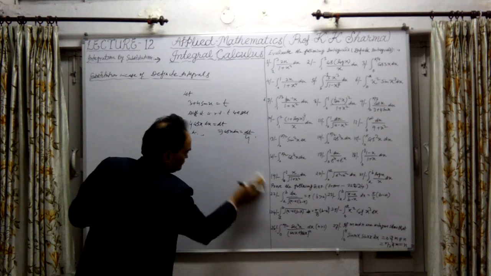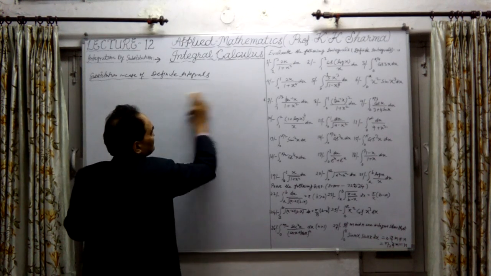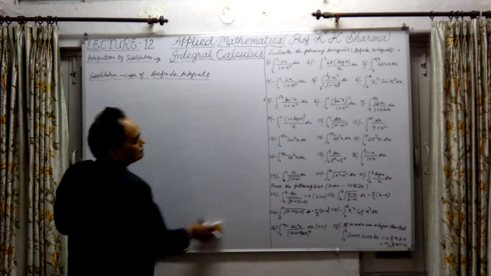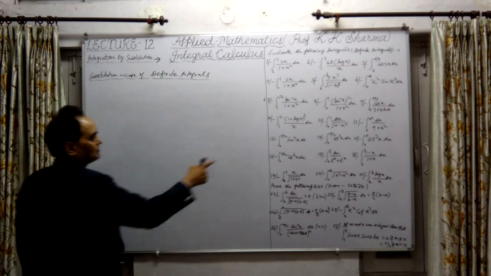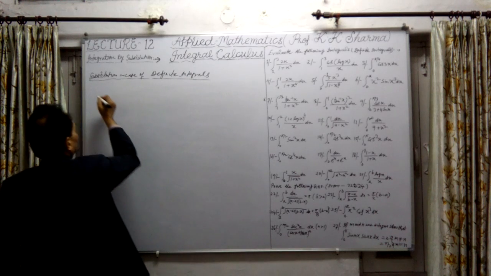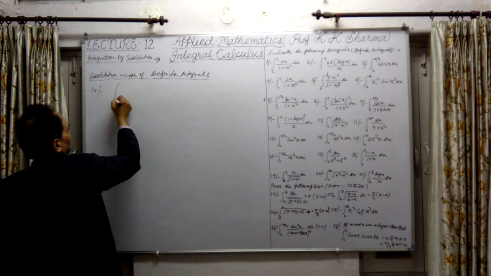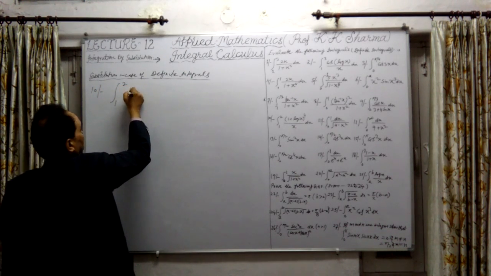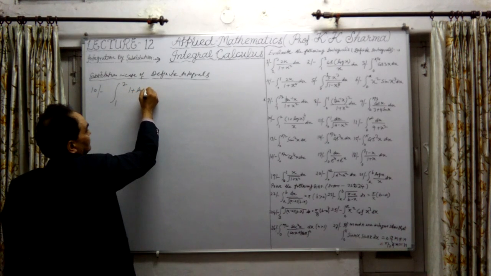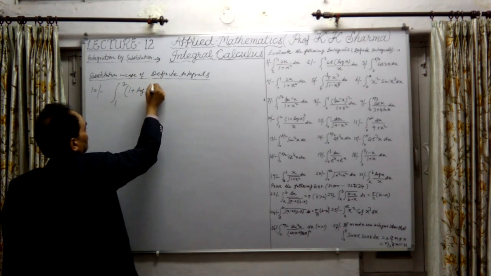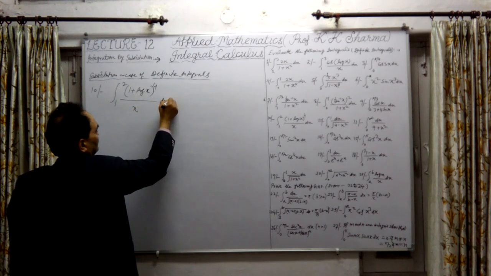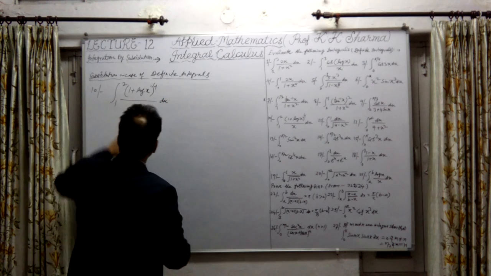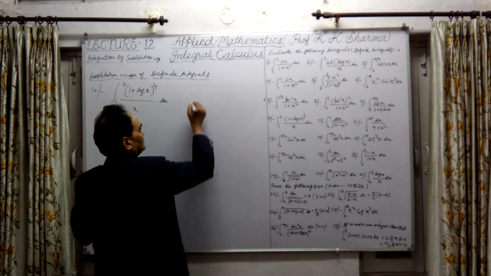Question number 10. Here the limits are 1 to 2, and the integral is (1 plus log x) to the power 4 divided by x dx. This whole value we have to substitute.